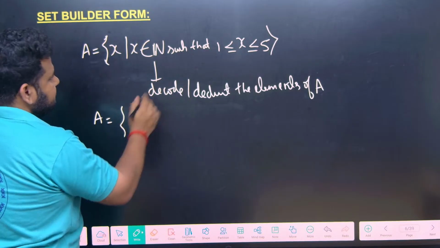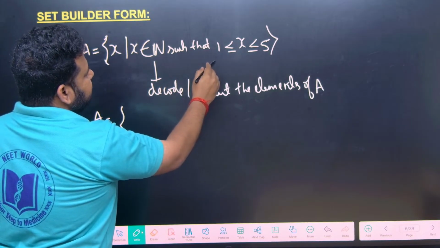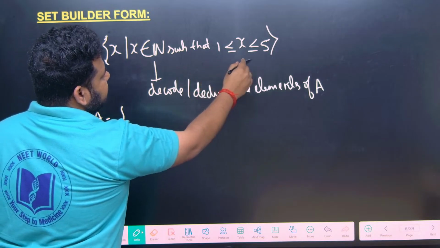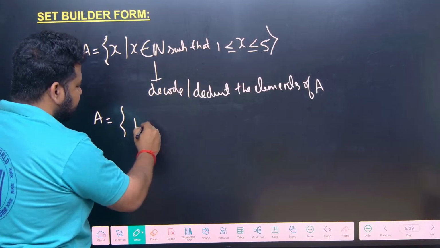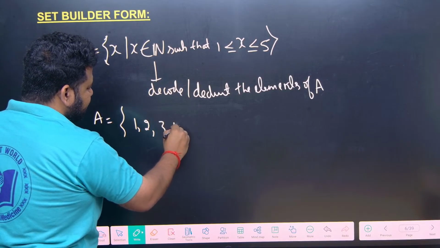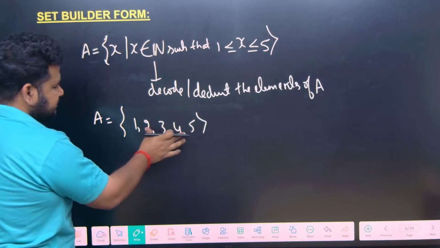If I put x is greater than or equal to 1 but less than or equal to 5, it means it can contain 1. It can contain the numbers from 1 to 5, that is 1, 2, 3, 4, 5. So these are the elements of set A.